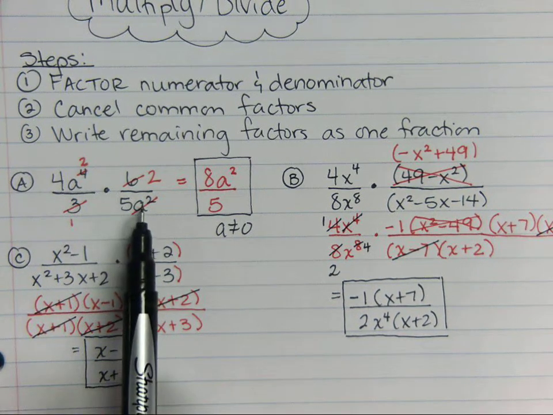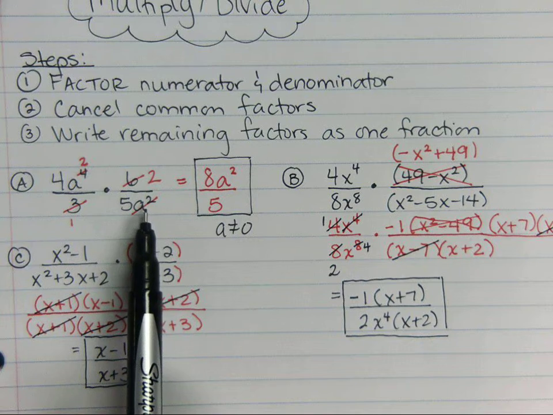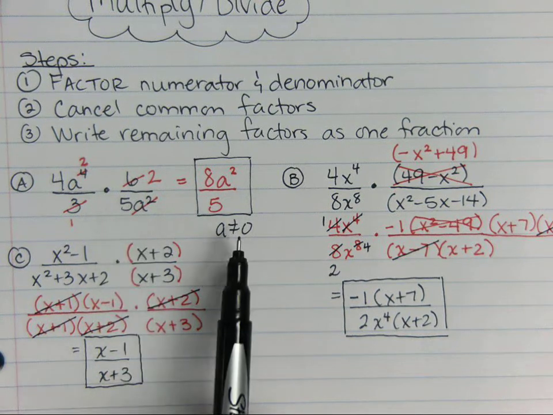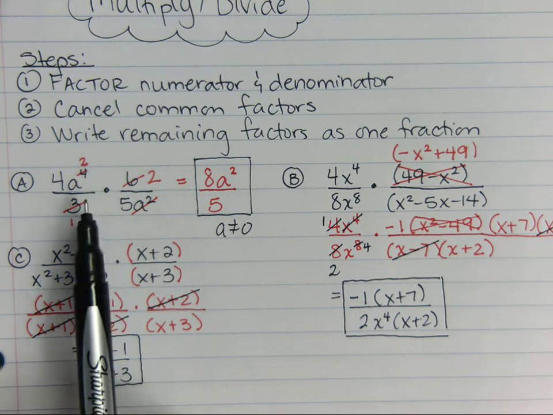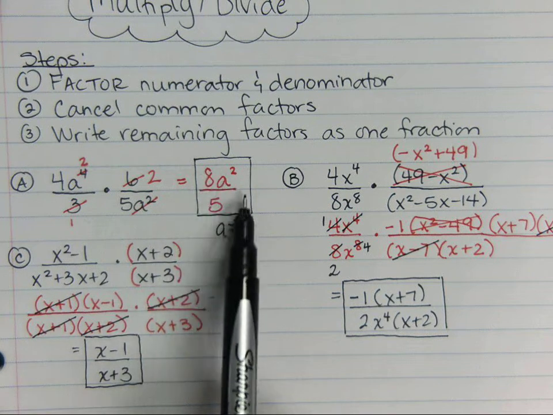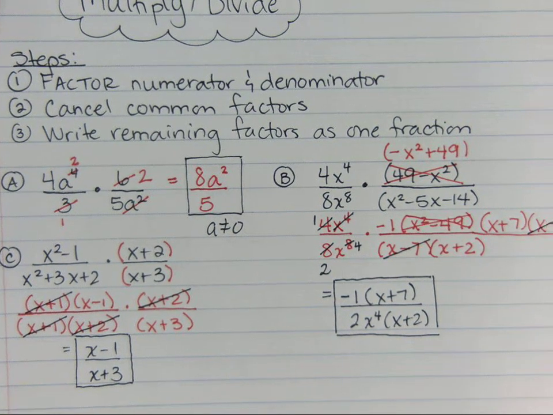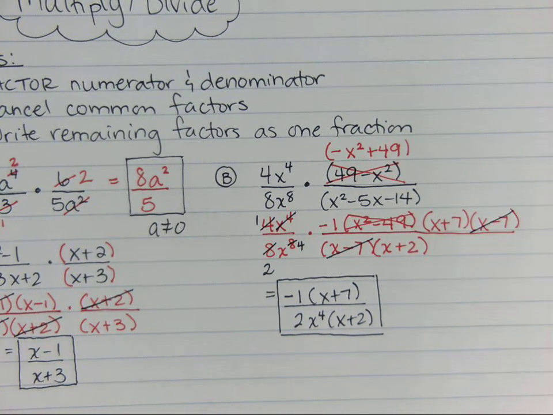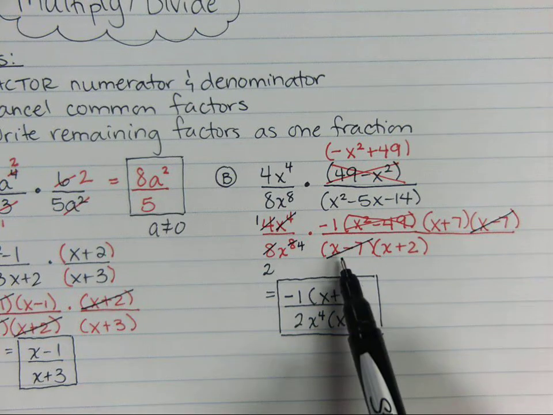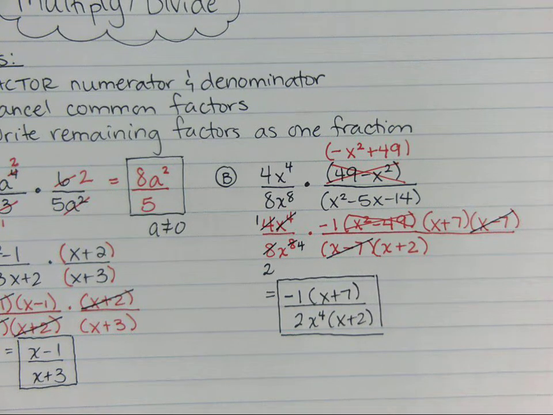I canceled out the A. I need to figure out when that factor I canceled out is equal to 0. If A is equal to 0, bad things happen. So I have to put that condition over here that this product is equivalent to that fraction given that A cannot be equal to 0. I can't put a 0 in the denominator. So remember from the other video that we watched, every time you cancel out something from the denominator, you have to know when that is going to be equal to 0.